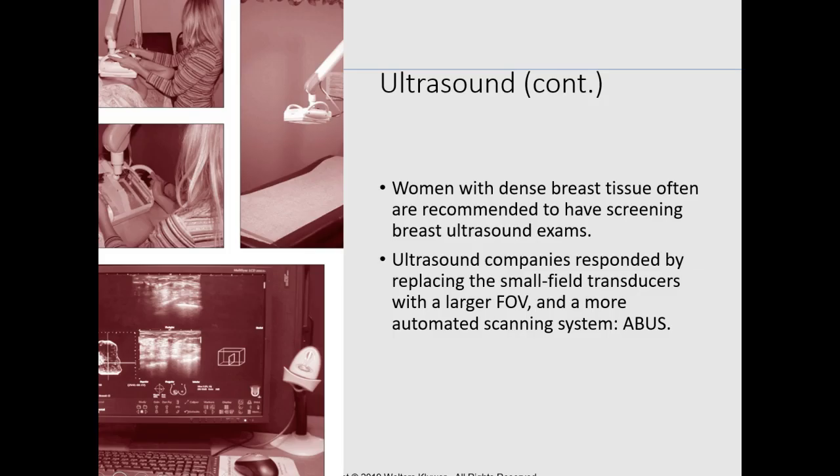So women with dense breast tissue often are recommended to have screening breast ultrasound. What we call today is a whole breast ultrasound exam. It's automated. The machine provides the pressure onto the breast and maintains that pressure, and then it moves automatically across the entire breast. The ultrasound companies responded by replacing the small field transducers that we used for focused breast exams with this more automated scanning system. We call it ABUS, for automated breast ultrasound scanning.